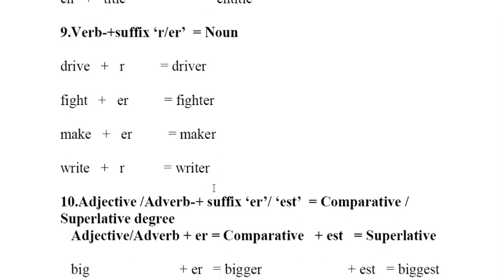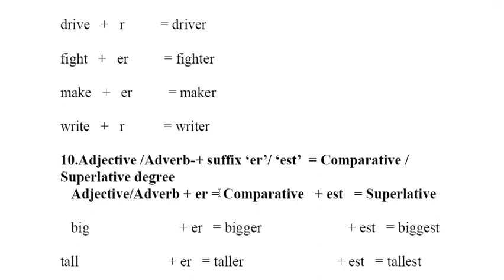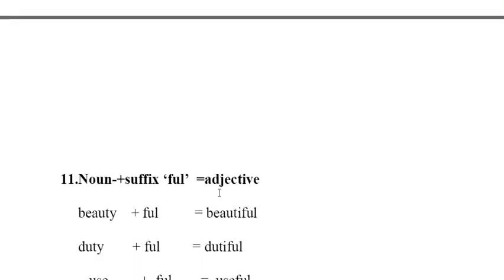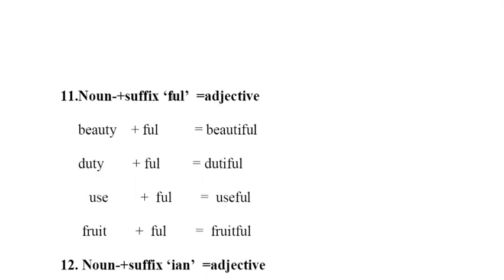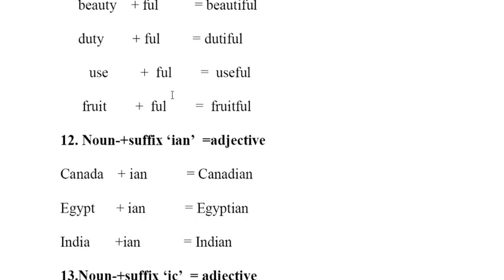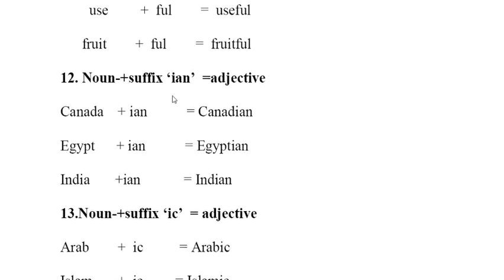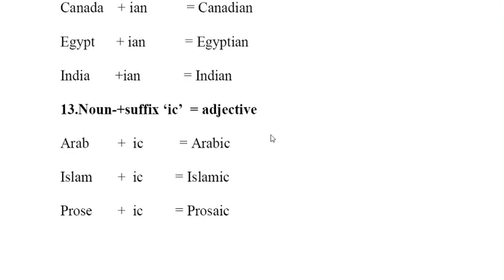Then rule 10 we learned that er and est are added with an adjective or adverb and they become comparative and superlative, like bigger, biggest, taller, tallest. Then we see full is added with a noun and it becomes an adjective. Beauty plus full, beautiful. Duty plus full, dutiful. And ian is added with a noun and it becomes an adjective. Canada plus ian, Canadian. Egypt plus ian, Egyptian. Noun plus suffix ic, adjective. Arab plus ic, Arabic. Islam plus ic, Islamic.